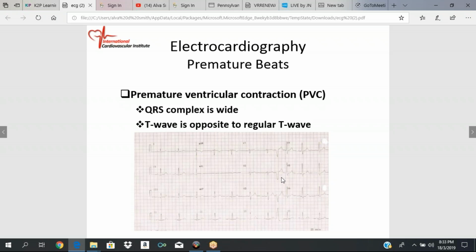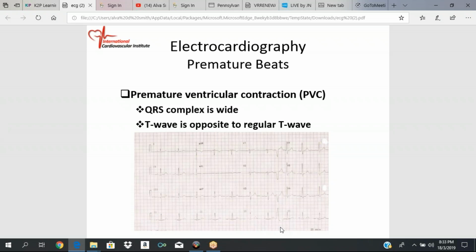Okay? So if you look on the rhythm strip at the bottom, you can see it's a beat, beat. You see they're equally spaced. It's regular, equally spaced, regular, equally spaced. Then this beat came. Okay, this beat came a bit early. If you look at the beat, it's wide, bizarre. The T wave is inverted. It doesn't look like the regular beats. And when it's wide and bizarre, it's what we call a PVC, telling you that that premature beat is coming from the ventricle. Okay, so the QRS is usually wide.